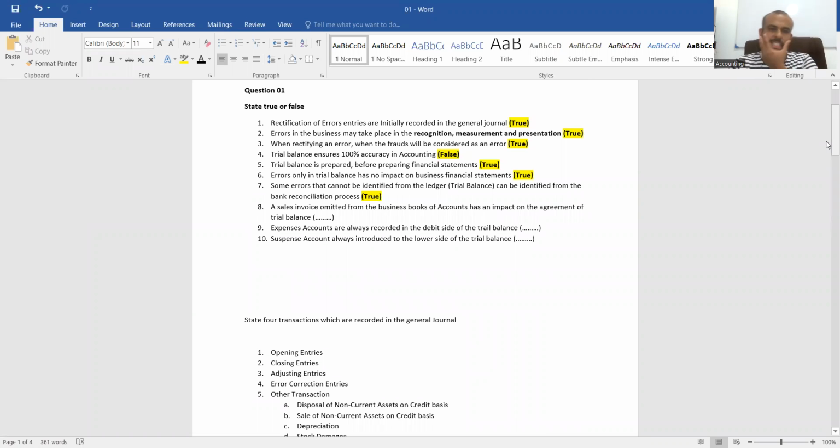What is next? Question number 8. A sales invoice omitted from the business books of account has an impact on the agreement of the trial balance. True or false? The sales invoice is completely omitted from the books of accounts. Does it have an impact on the agreement of the trial balance? Tell me, true or false?